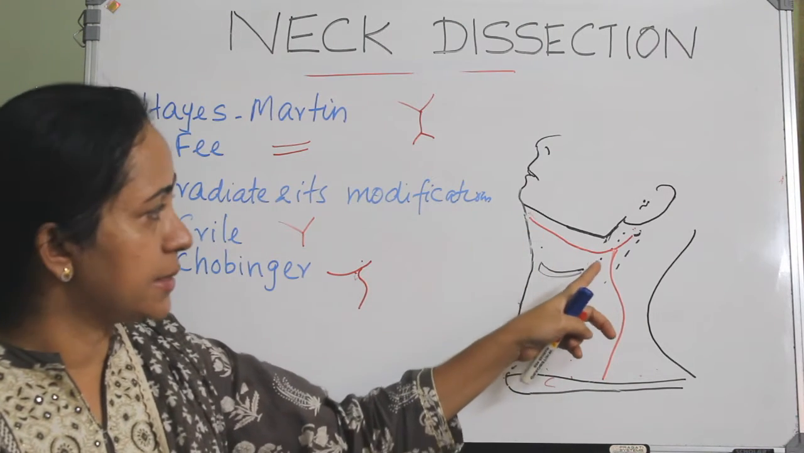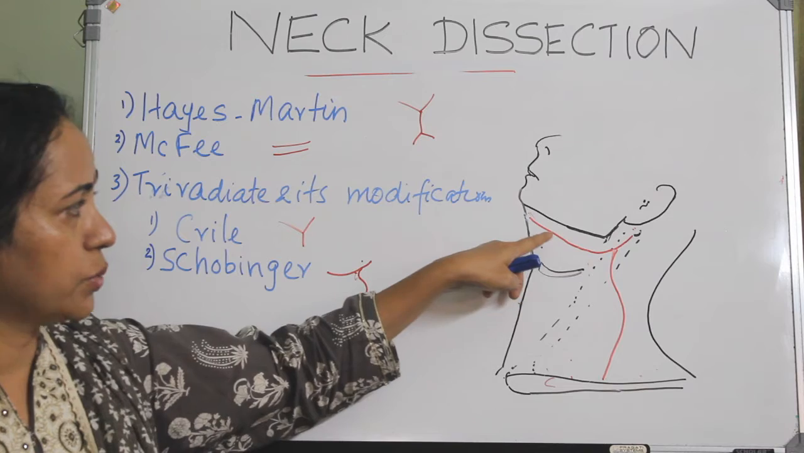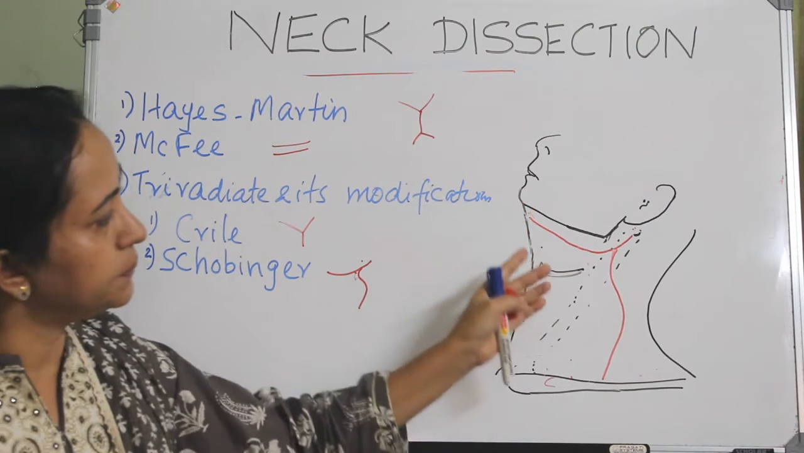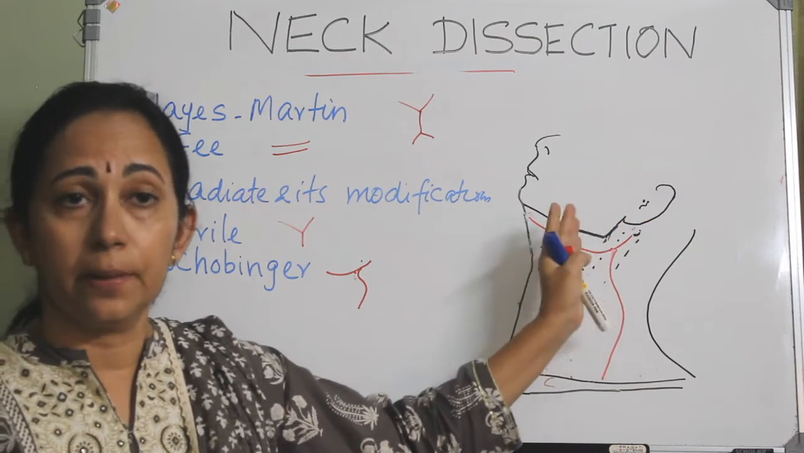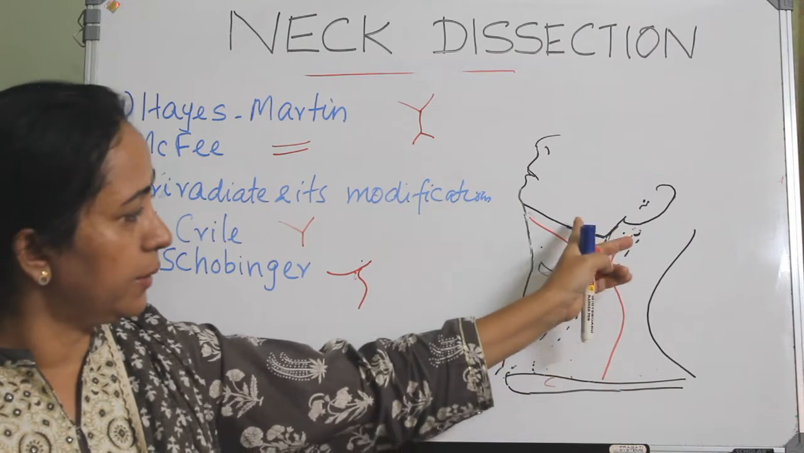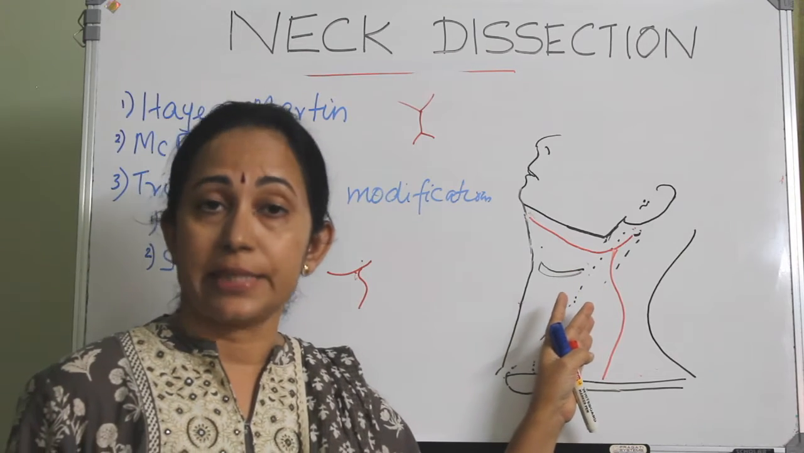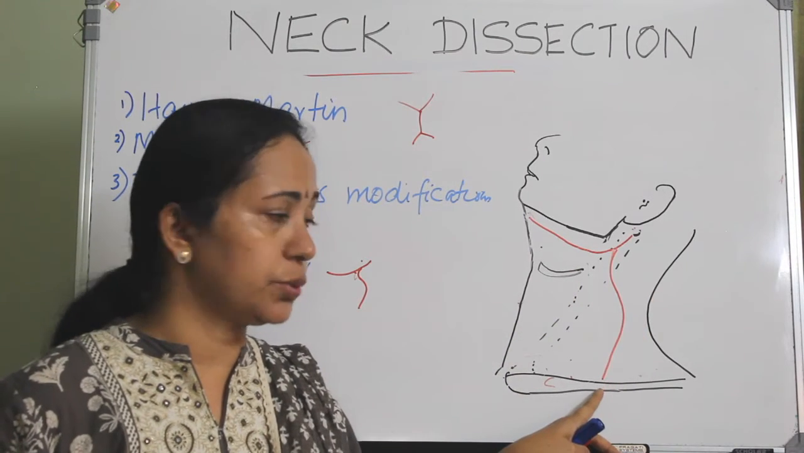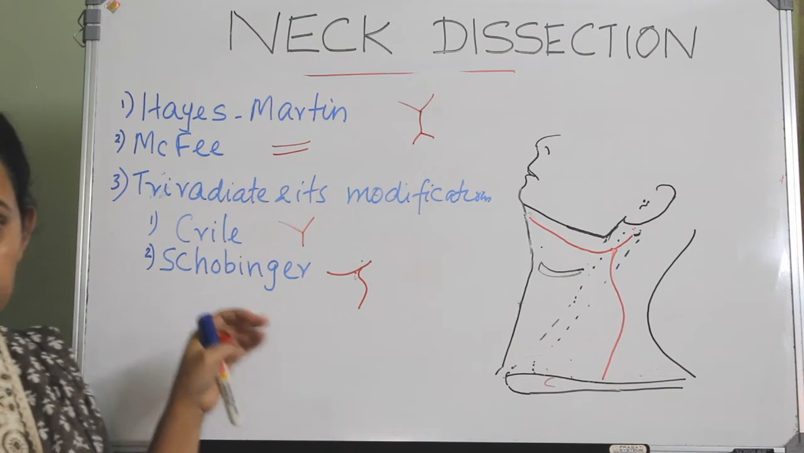It's a triradiate incision starting from the mastoid process, with a horizontal limb to the submental area, and the vertical limb is 1 finger breadth behind the angle of mandible, perpendicular to the horizontal part in a lazy S fashion along the anterior border of trapezius, ending in the midline of clavicle. Okay, so that is Schobinger.